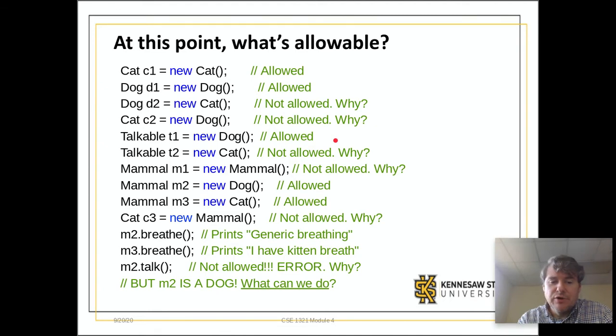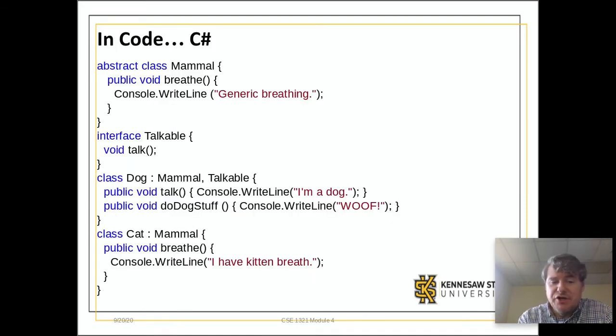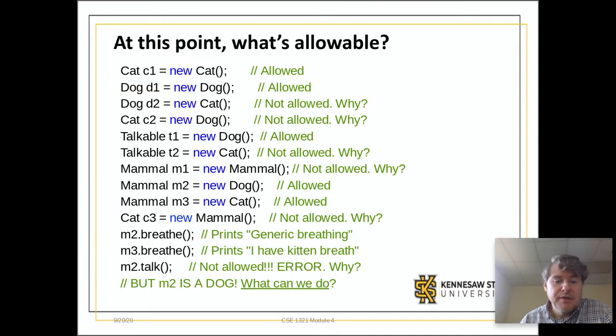All right, so now we're going to take a look at the next one. Cat C3 gets new mammal. Is that allowed? Okay, so the answer to that is no. I can't have something that is of type cat, but then try to instantiate a mammal on it. Well, the first problem is I can't instantiate mammals, so that's not allowed. But even if this were not abstract, I still couldn't do it because that's not the way the relationship goes. A cat is a mammal, but a mammal is not a cat. So you can only go the direction of the inheritance.